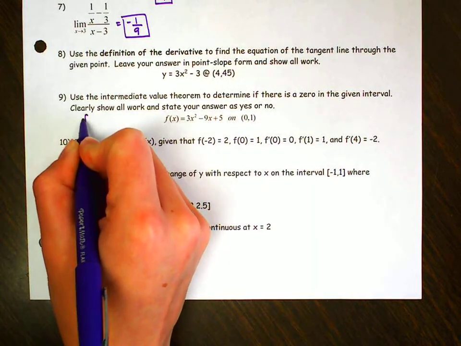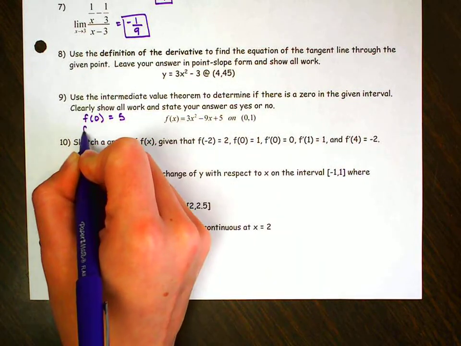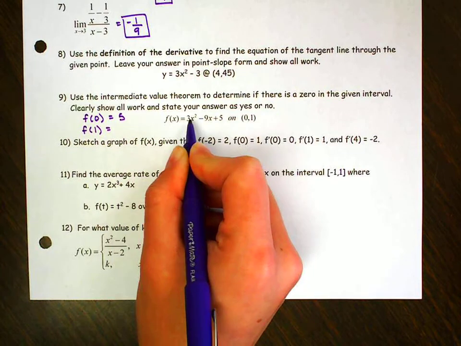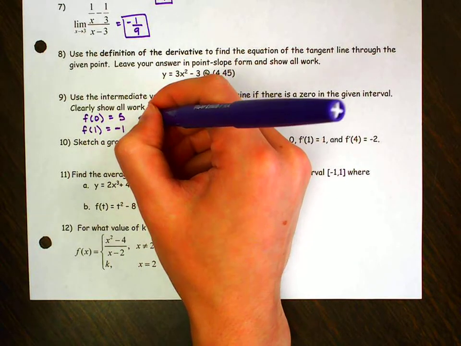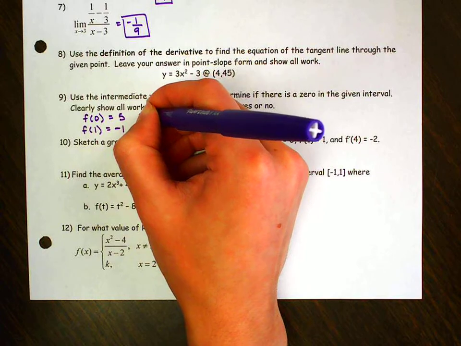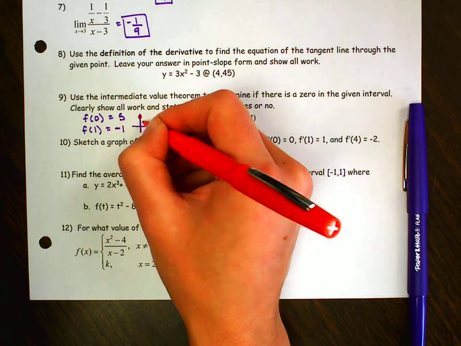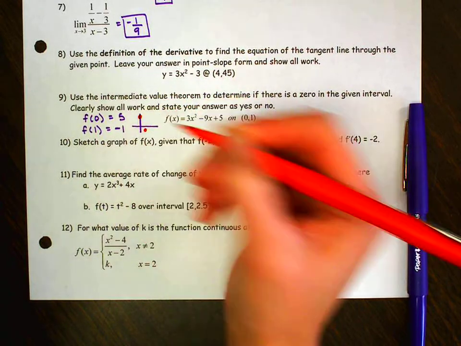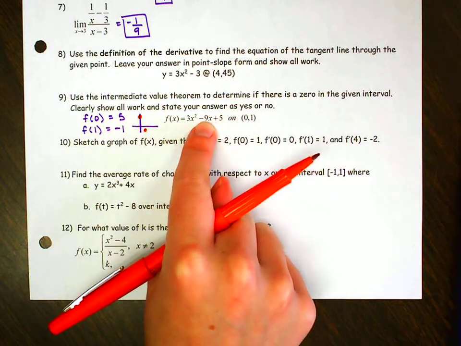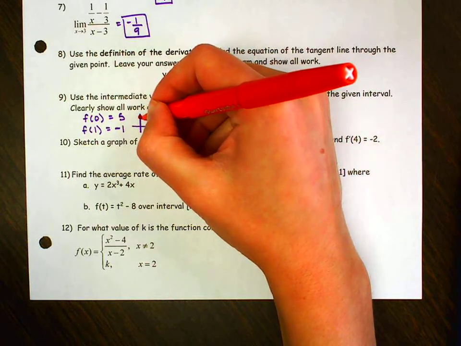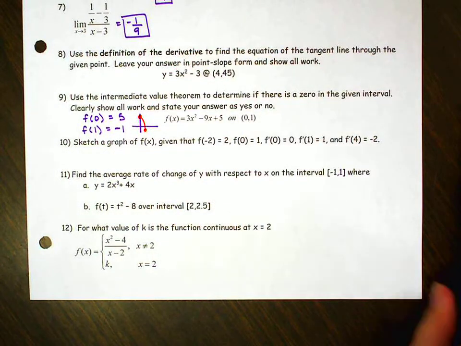First thing I'm going to do is ask, what's f of 0? If I plug in 0, I'm going to get 0 minus 0 plus 5. And if I plug in 1, I'm going to get 3, so negative 6 plus 5, so negative 1. If I were to graph this, I'd have a point at 0, 5, and a point at 1, negative 1. We want to know if there's a 0. Well, I know this function's continuous because it's a polynomial. I have to cross through the x-axis to get from this point to this point. So yes, there will be a 0.